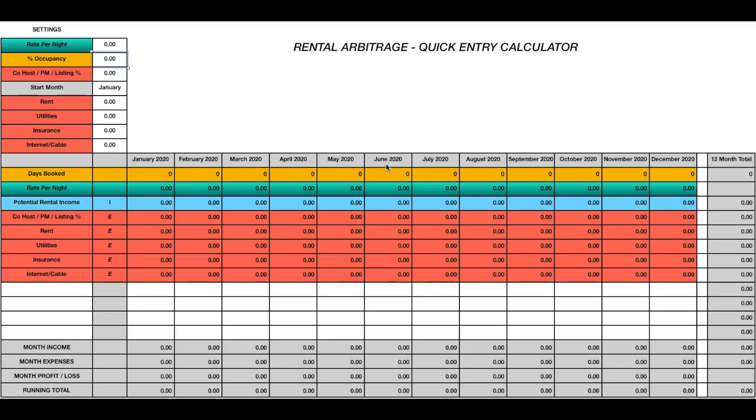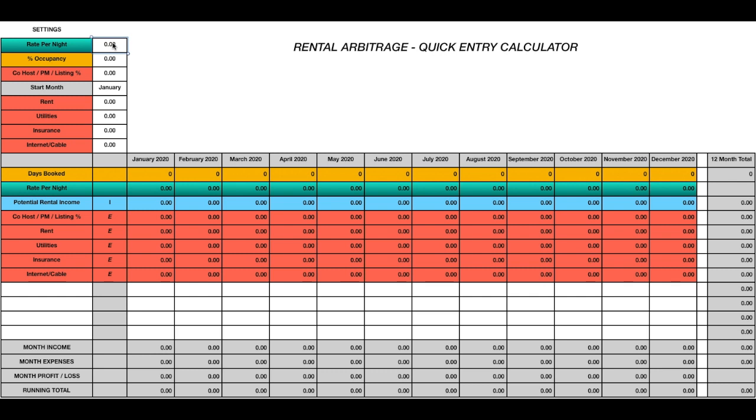So the screen you can now see is the Rental Arbitrage Quick Entry Calculator. And this is what I use if I want to do a quick analysis on a property to see whether it's even worth thinking about. So at the top left hand corner you will see a settings section, and whatever I enter in here will be reflected into the main body of the calculator below.